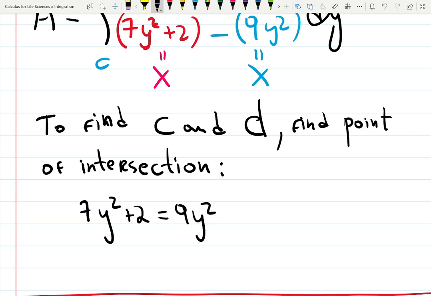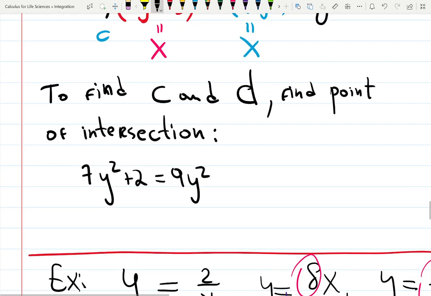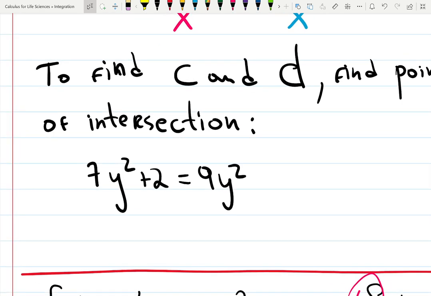You guys, how to solve this equation? You should know. 7y squared plus 2 equals 9y squared. What is that? How would you start solving it, at least? Put y on one side, amazing. 7y squared minus 9y squared, and I would keep the 2 to see what's going to happen.